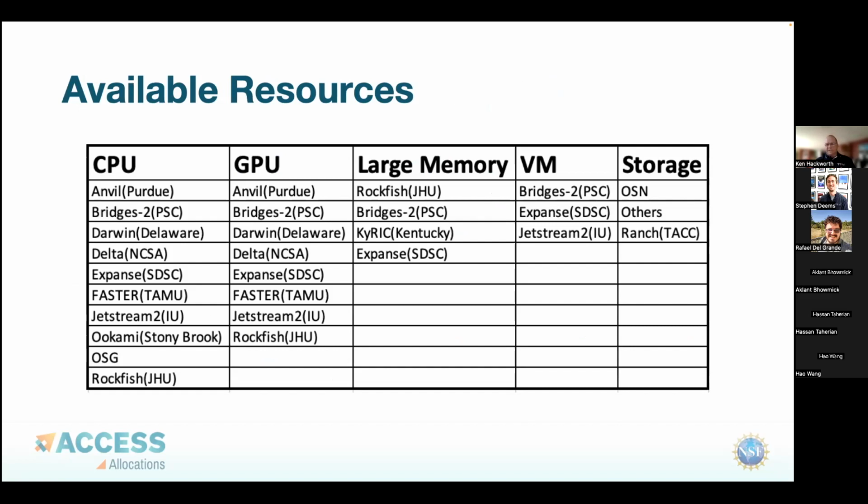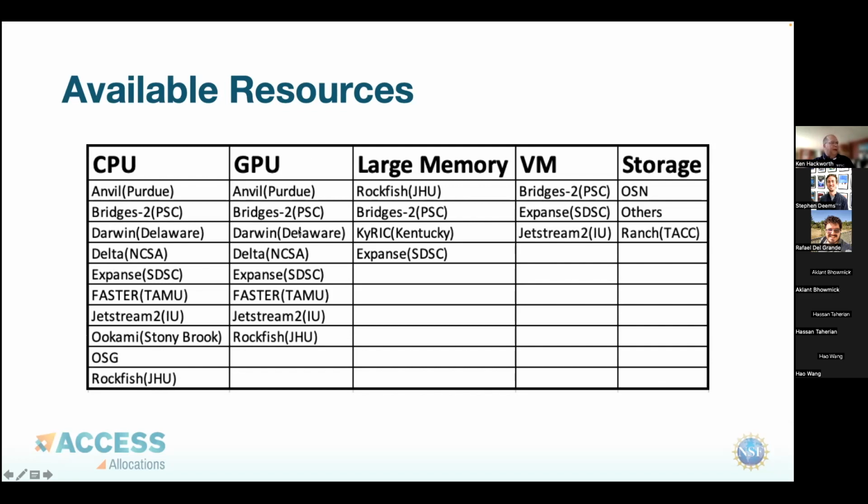For CPU or cores, I just listed them sorted alphabetically, nothing particular in size. Anvil at Purdue is the big core machine that's available, with something like 1 billion core hours a year. Then Bridges 2, Darwin, Delaware, Delta NCSA, Expanse, Faster, Jetstream, Open OSG, and Rockfish. These are all available resources for CPU.